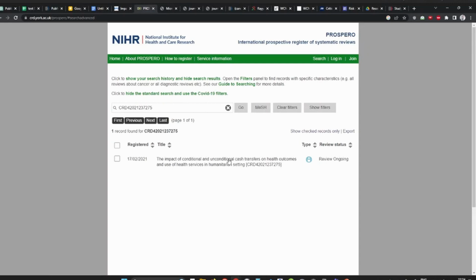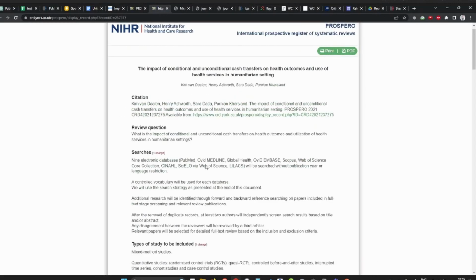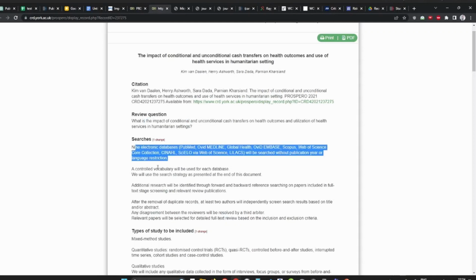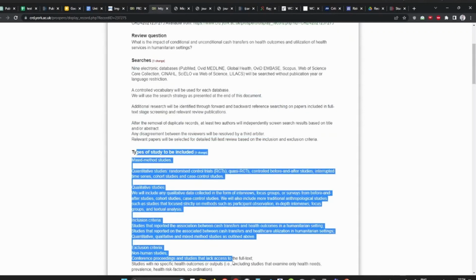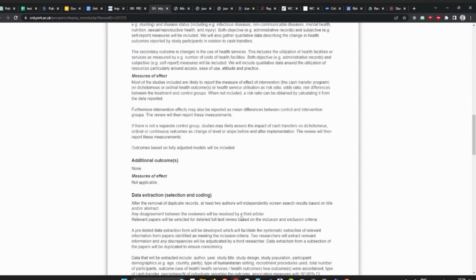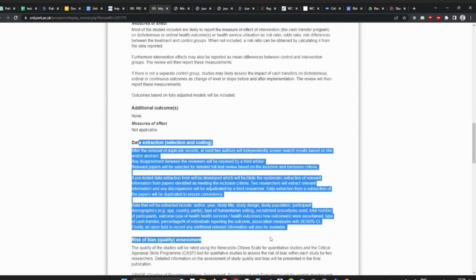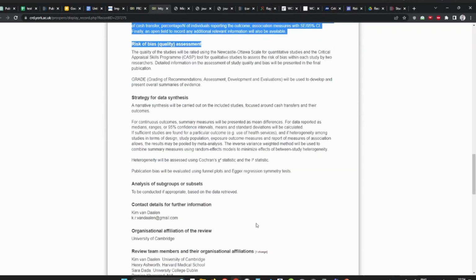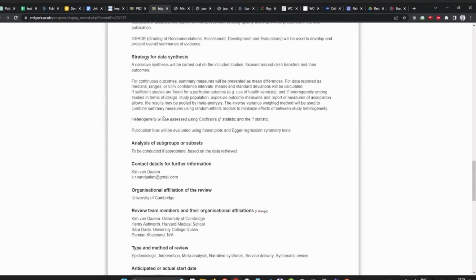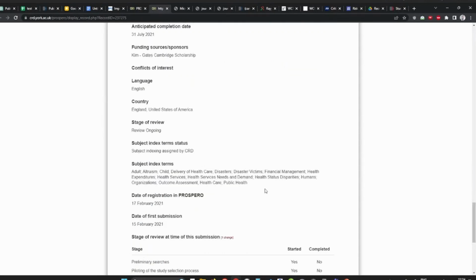They will give us, for example, a basic review question. They will include this type of studies. This is a protocol thing. These will be their main outcomes. This is how they will do extraction. They will assess bias like this, and they will synthesize the results like this. They give everything, and they get all the information that is required.